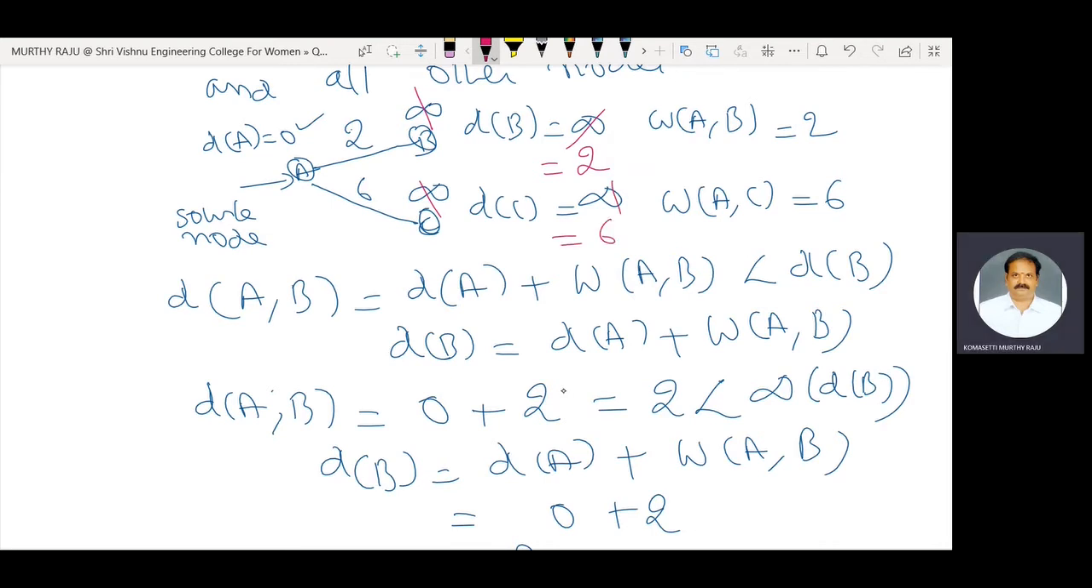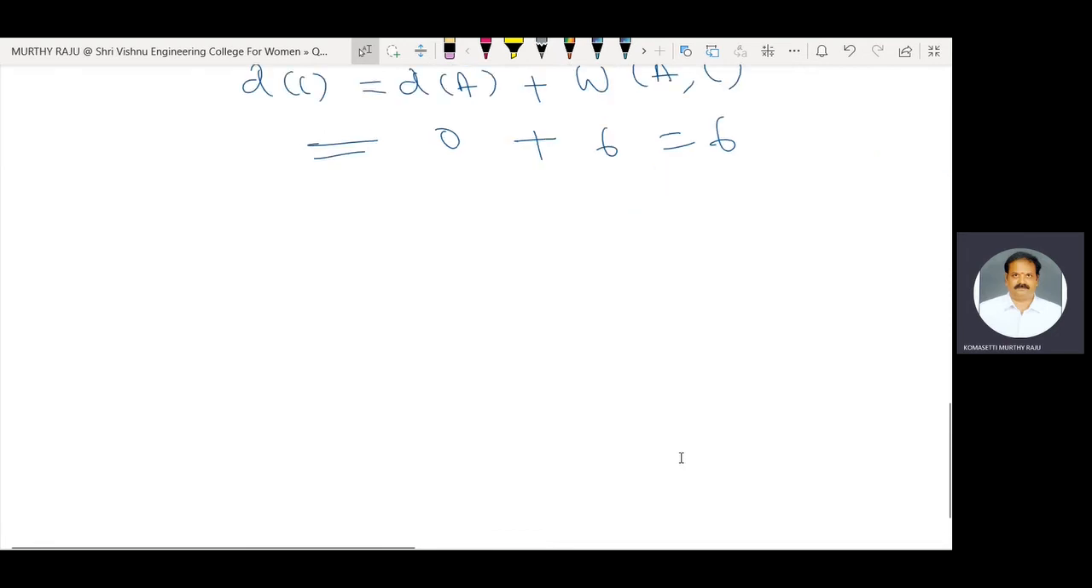After calculating these distances of the neighbor nodes, find out the minimum distance node. Here, the distance from A to B is 2, A to C is 6. Of these, B is the minimum distance node from A. Therefore, B node now acts as the working node. In this fashion, you have to find out the shortest path between the given source node and all other possible nodes within the given network.